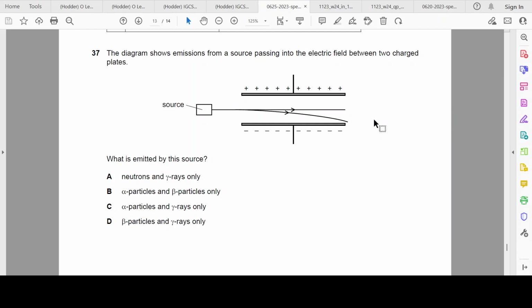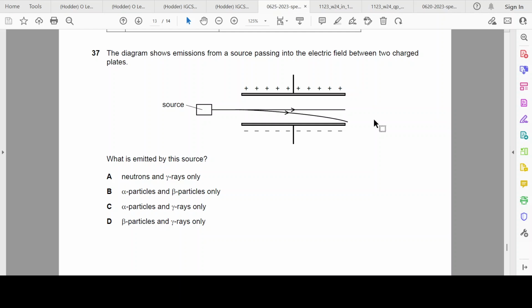Okay. Now we need to revisit the radioactive emissions. Alpha particles are similar to helium ions, that have lost both electrons, 2, and so it has a double positive charge. Beta particles are high energy electrons, and gamma rays are not particles, but they are electromagnetic radiation.